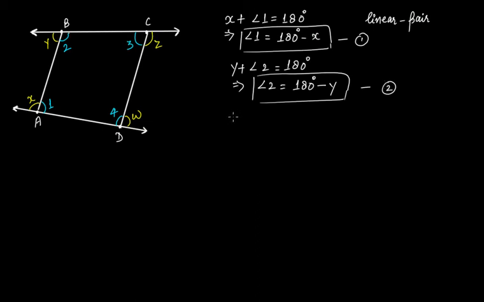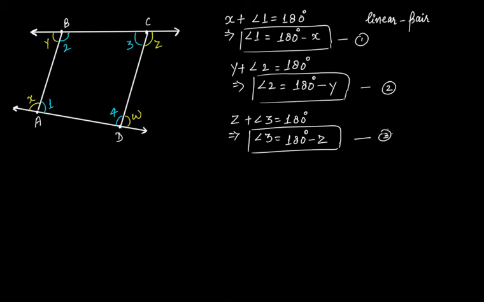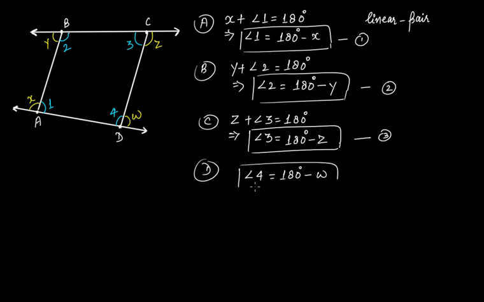Then from vertex C, Z plus angle 3 is equal to 180 degrees, and from here you get angle 3 is equal to 180 degrees minus Z. Let this be 3. And from vertex D, in the same way, you get angle 4 is equal to 180 degrees minus W. So this is the fourth one.